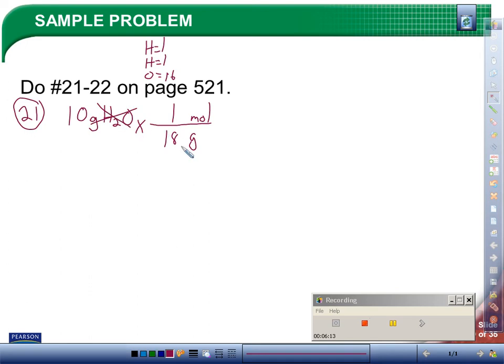I'm going to cross off my like units. Grams over grams goes away. So now I'm in moles, but the question doesn't ask for moles, so I'm going to keep going. And it does ask for kilojoules. And I do know my ratio of kilojoules to moles. That's at the top of page 521, and it says that it takes 6.01 kilojoules for 1 mole. Cross off my like units. I'm left with kilojoules. I multiply that all out.